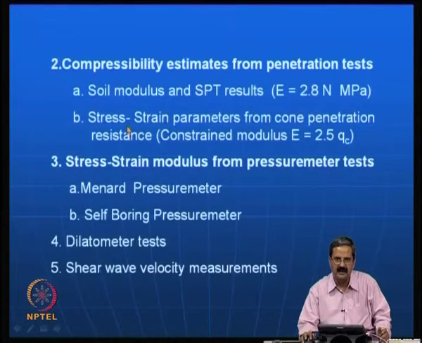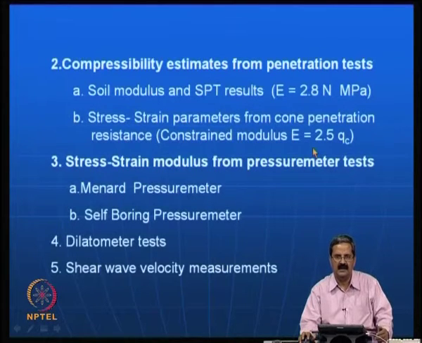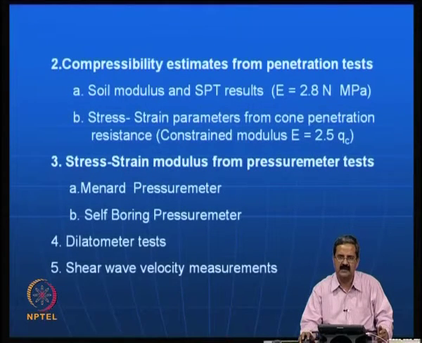Again, stress-strain parameters from the cone penetration test is another example. Constraint modulus is another value that one can get. You have different types of moduli in soils, like Young's modulus, secant modulus and many other parameters, like the one-dimensional modulus from the constrained one-dimensional consolidation test, and modulus from the triaxial test. One should understand them properly, and you can have even a simple relationship. If you know the cone penetration resistance qc value, 2.5 times qc is another expression.